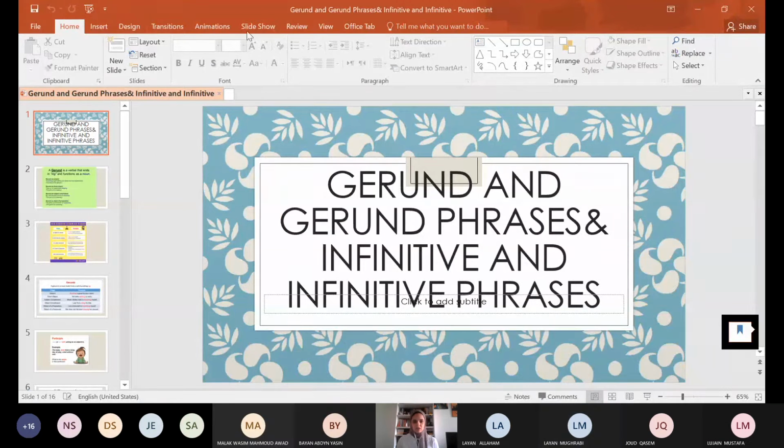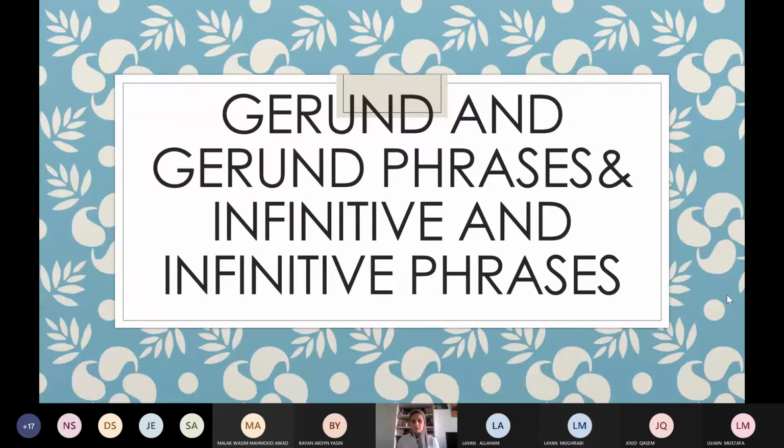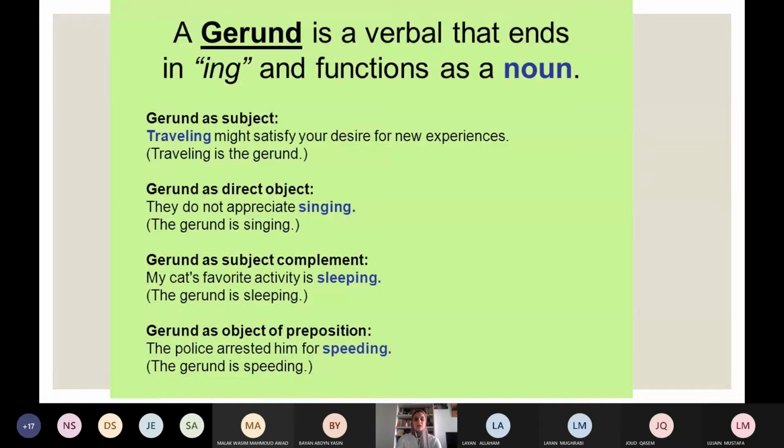Now we'll take the gerund and gerund phrases. The gerund is a verbal, so it is the second kind of verbal. It also ends in ing, but it doesn't function as an adjective. It functions as a noun. It works as a noun.